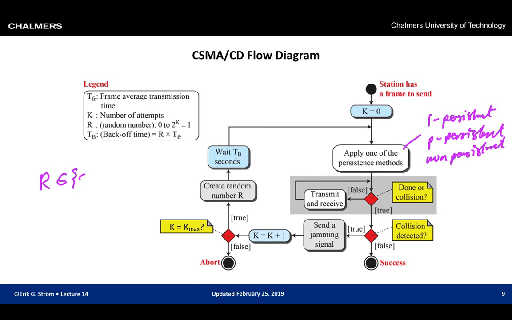If k is less than k max, then we generate a random number, and r here is chosen to be 0, 1, 2, up to 2 to the power of k minus 1. So that means that for every turn we go around here, we increase the possible numbers that r can take on, and that means that we essentially increase the maximum back-off time, and therefore the back-off time tends to become longer. Then we wait for the back-off time to expire, and then we continue again. So we keep on going around here.